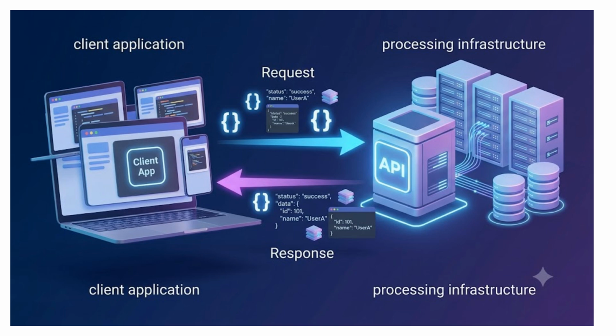This diagram shows the complete request and response process. First, the client application sends a request to the API. The API receives the request and passes it to the processing infrastructure. The server processes the information and prepares the result. Then, the API sends a response back to the client application. That response often contains structured JSON data. So the basic flow is simple. Client sends a request, the server processes it, and the client receives a response.